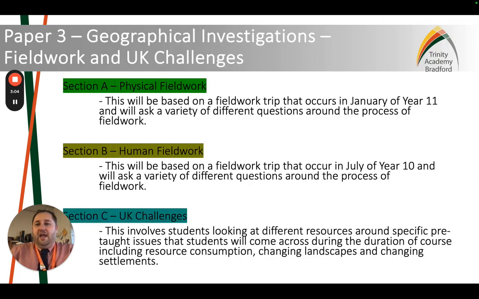Then finally is Paper 3, which is called Geographical Investigations, looking at fieldwork. Two pieces will be conducted across the course. One will be to Sheffield, and then one will be to Ilkley to collect river measurements. So each of these sections looks at fieldwork. We've got section A that looks at physical fieldwork, section B that looks at human fieldwork, and section C, which is UK challenges, which will be taught in a synoptic way across the whole course.